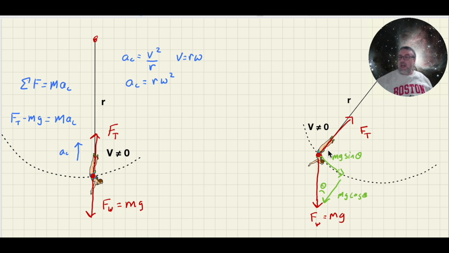So in this case, I would need two force equations. I would have tension minus mg cosine theta equal to m a_c. And in the tangent direction, I would simply have mg sine theta equal to mass times the tangent acceleration. So there are two accelerations. They are actually the same pieces of one acceleration. So this tangent and the centripetal acceleration basically act as components of the acceleration vector.